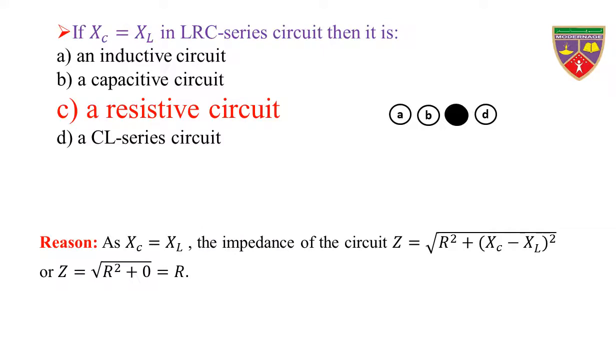Reason: as XC is equal to XL, the impedance of the circuit Z is equal to square root of R square plus XC minus XL whole square, or Z is equal to square root of R square plus 0, which is equal to R. Hence, LRC series circuit is a resistive circuit.